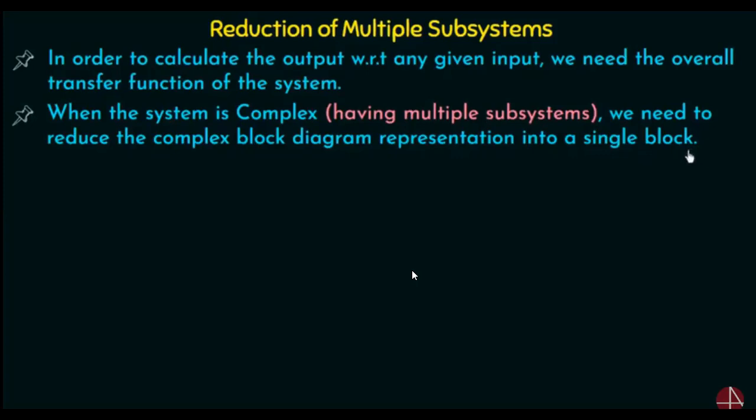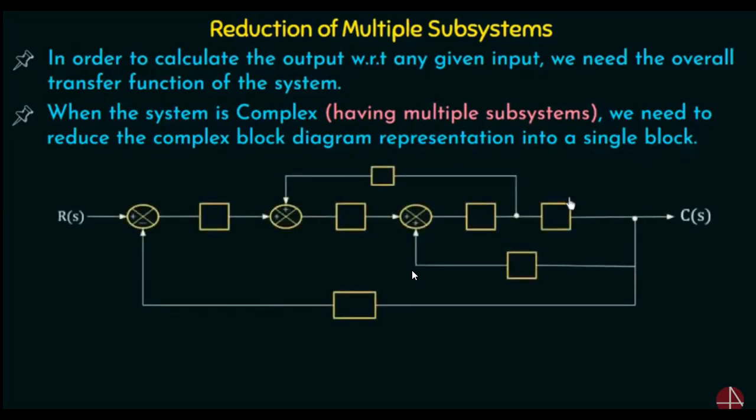So now we can have the idea that the primary target is to find out the overall transfer function of the system. Let us take an example of a practical control system. This is a practical control system. This type of numerical we have to solve in our class.